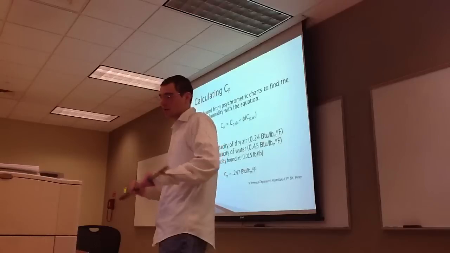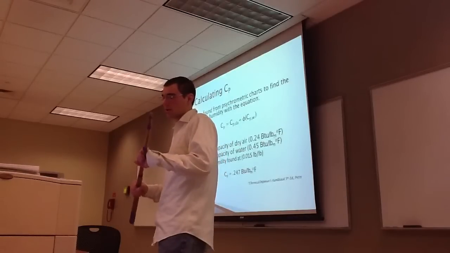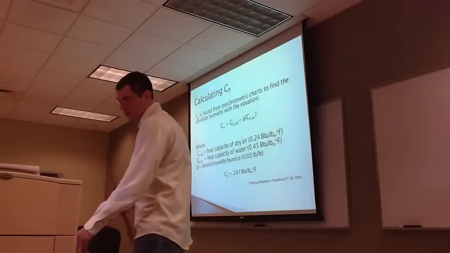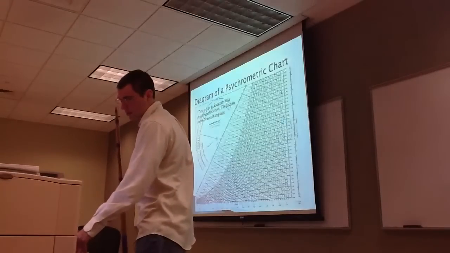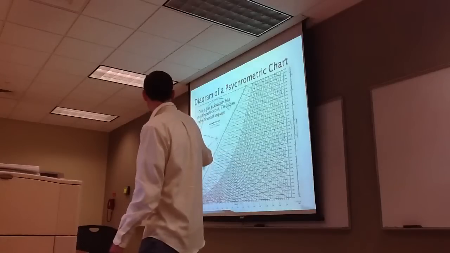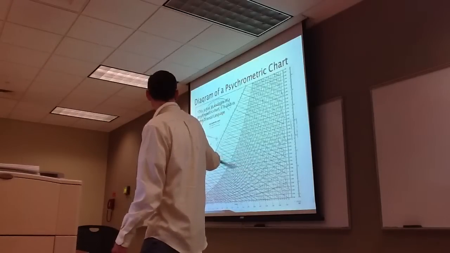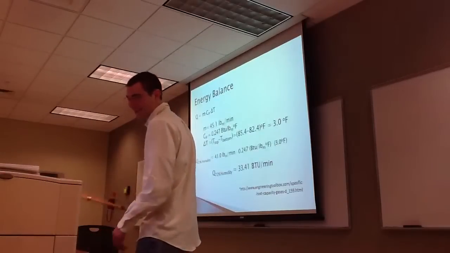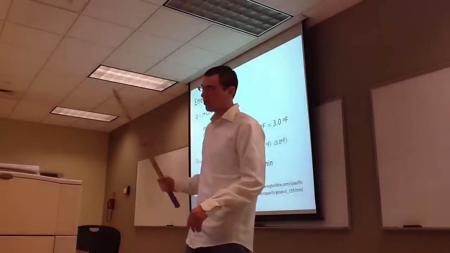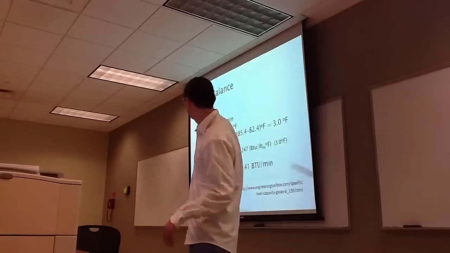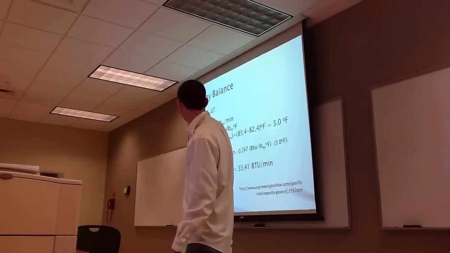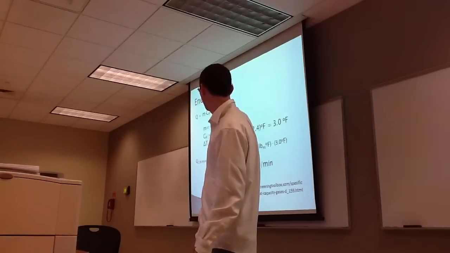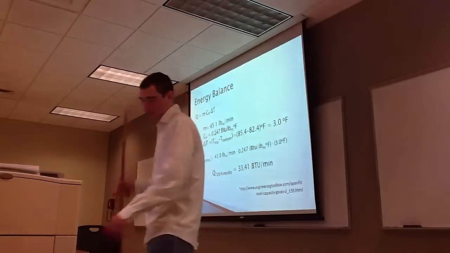And then calculating those out, the specific heat capacity of water was 0.247 BTUs per pound per degree Fahrenheit. Here's an example psychrometric chart. It's kind of hard to do this one because it's really small. So with all the variables found out, I found the Q transfer rate was 33.41 BTUs per minute per fan.